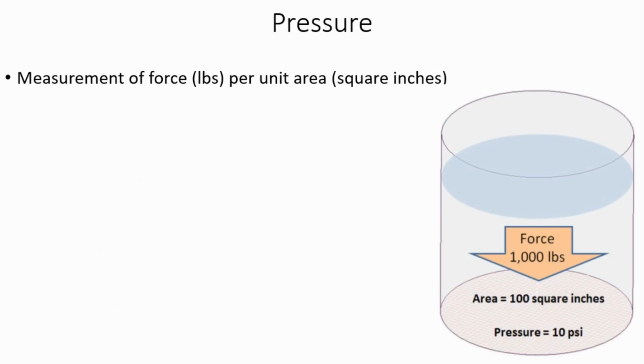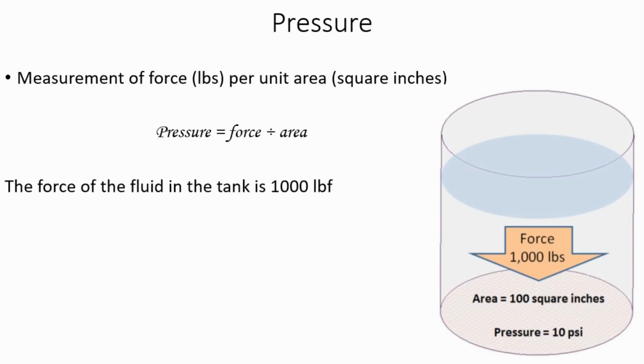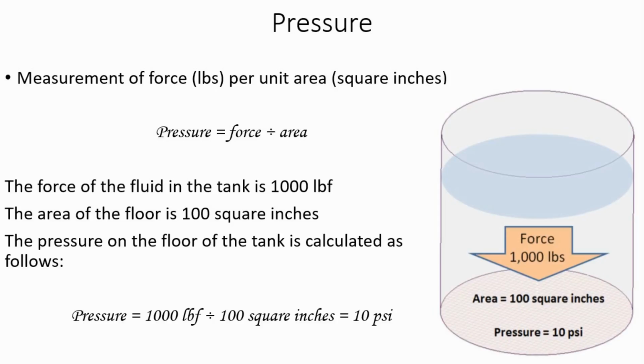I want to talk a little bit about pressure. It's a measurement of force in pounds per unit area. So in this drawing, we have 1,000 pounds of force acting on the bottom of the vessel, and you'll see that the vessel has an area of 100 square inches. So it doesn't take a genius to figure out that each square inch is supporting 10 pounds. So we would say it has a pressure of 10 pounds per square inch, for every square inch has 10 pounds on it. So the formula for pressure is force divided by area. And so 1,000 divided by 100 gives us 10 psi.